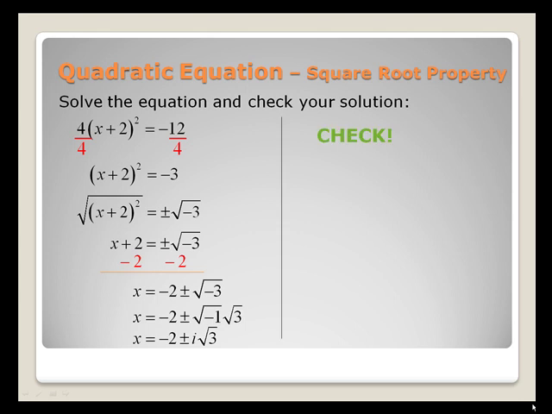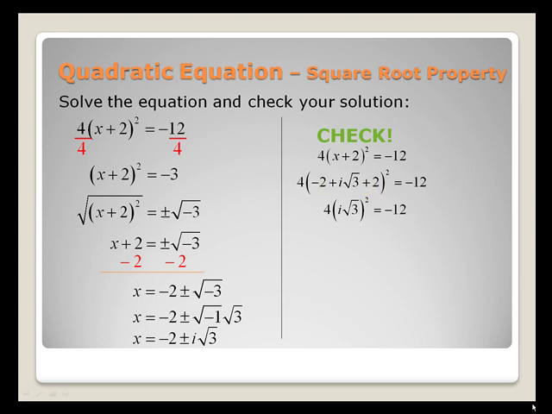Okay, now we need to check our solutions. Let's go back to our original equation: 4 times (x plus 2) squared equals negative 12. And in place of x, I'm going to put the solution that I found. Okay, these parentheses around the negative 2 plus i square root of 3 aren't really adding anything mathematically, so I'm going to take those parentheses away. Now notice we have a negative 2 and a positive 2. Those add together to be 0, so let's get rid of those.